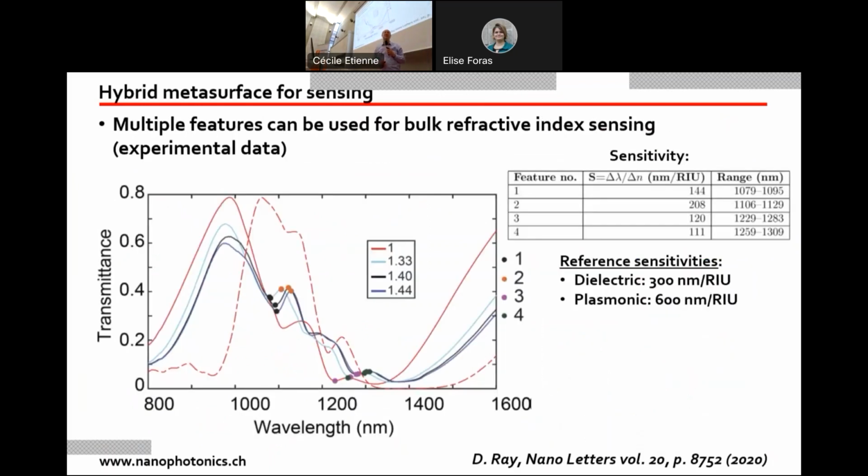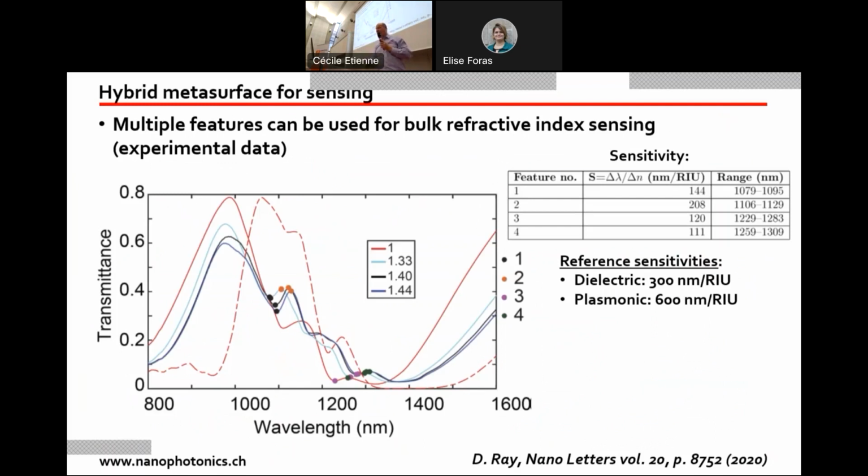So we thought maybe we can use that for biosensing. We did bulk refractive index sensing. The idea of bulk refractive index sensing is to immerse your structure into a liquid, and then if something happens in this liquid, the refractive index of the liquid will change, typically if there are molecules present in this liquid, for example. So that will influence the different spectral features that you have.